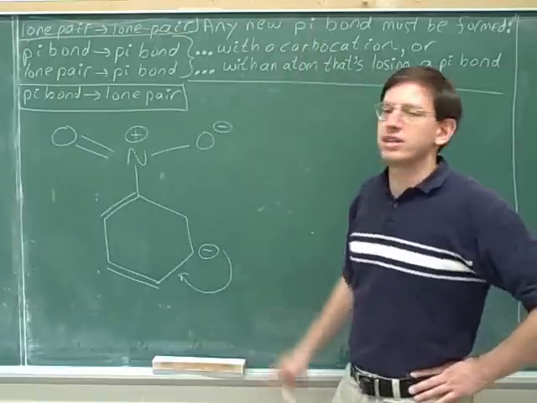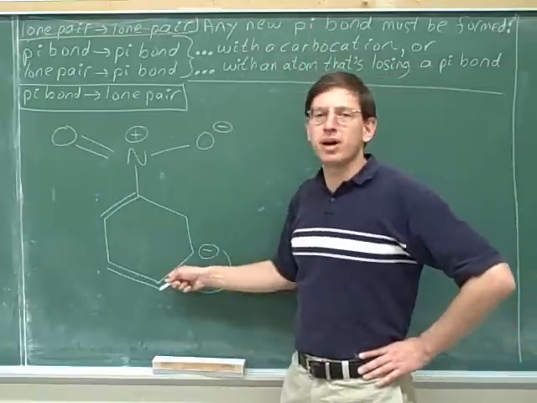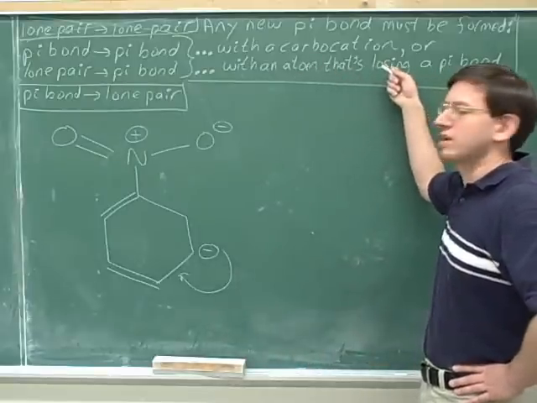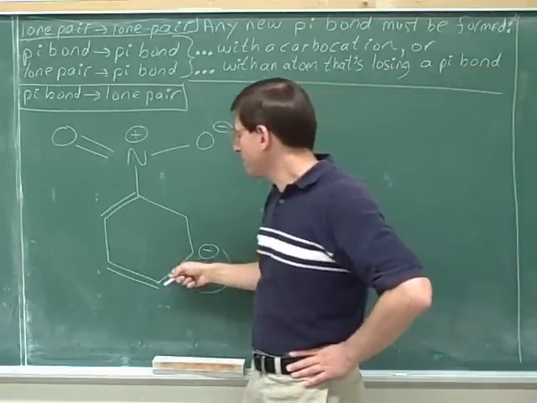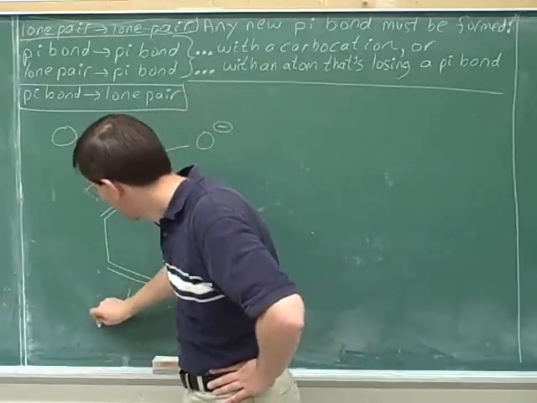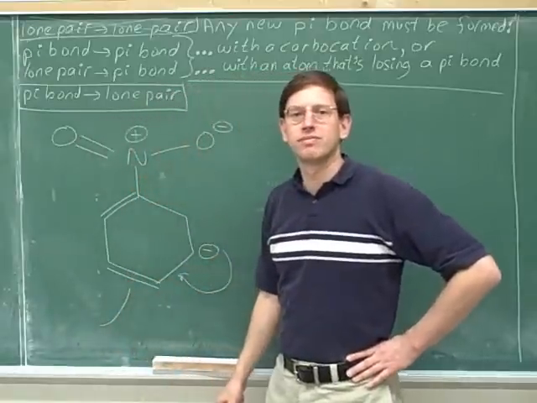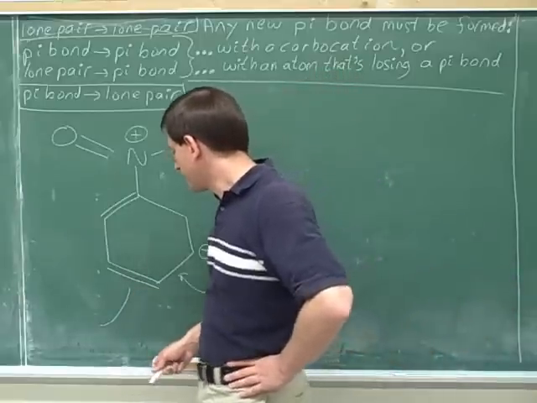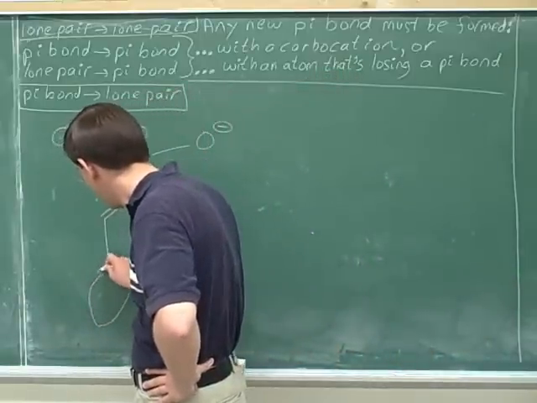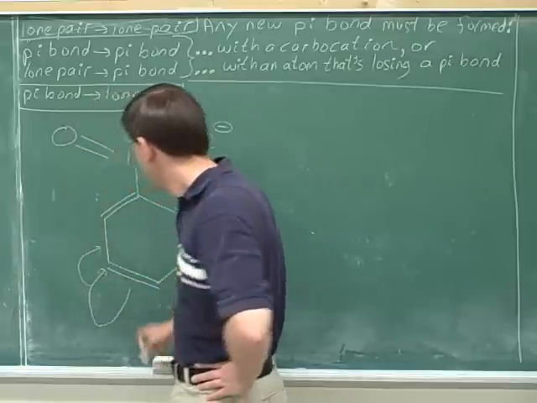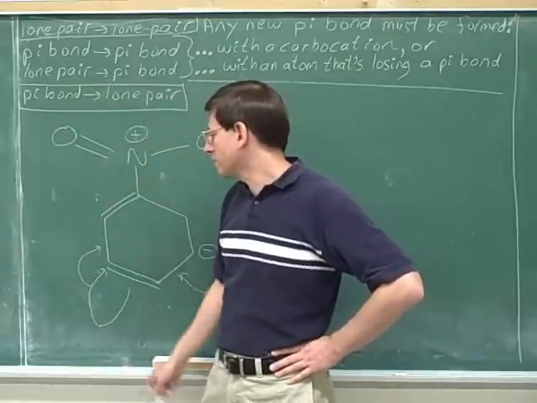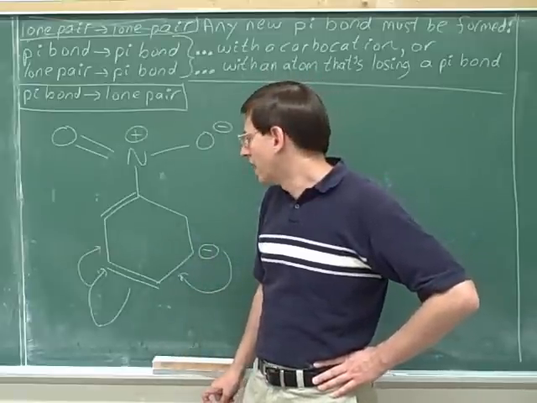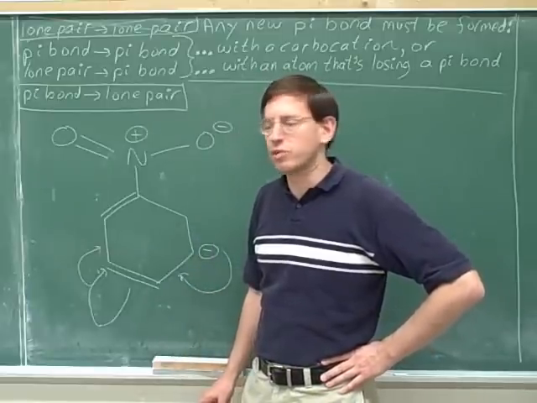Well, there's no carbocations around. So if we really want to put a pi bond here, the only thing we can do is make sure that that atom is also losing a pi bond. So if we really want to put a pi bond here, we also have to move this pi bond away. And that will make this legal. So let's move this pi bond away. And where can we put it? Well, we have two choices. We can move the pi bond into a lone pair, or we can move the pi bond into another pi bond up here. Either of those might be possible transitions that we might make.